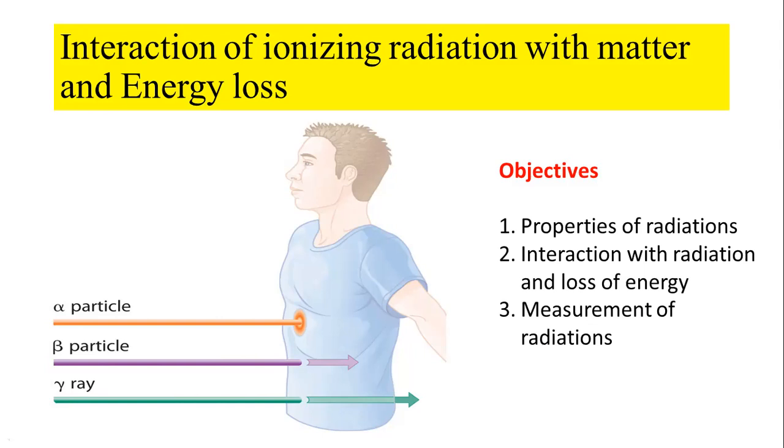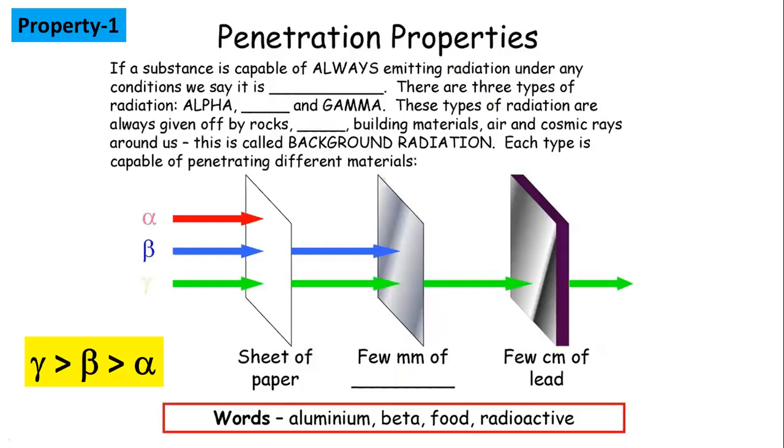So in the first video in this lecture, I'm going to explain the properties of different radiations, and then you will better understand what would be the interaction of these radiations with matter and its loss of energy. Then we will move to the measurement of these radiations, because this is important to understand the first two objectives, and then we will see the way to measure all these different types of radiations. So the first property is the penetration power.